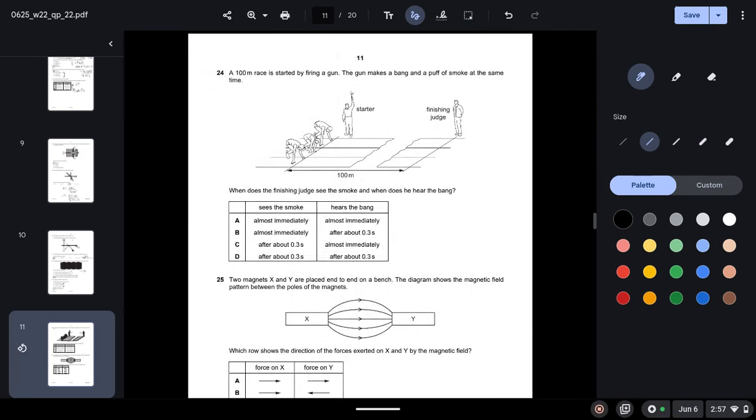A 100-meter race is started by firing a gun. The gun makes a bang and a puff of smoke at the same time. When does the finishing judge see the smoke and when does he hear the bang? Sees the smoke almost immediately, hears the bang almost immediately, so this is incorrect. We know that sound travels slower than light, so he will see the smoke immediately, but he will hear the bang slightly later, and since he is 100 meters away, it will take him about 0.3 seconds. So B is correct.